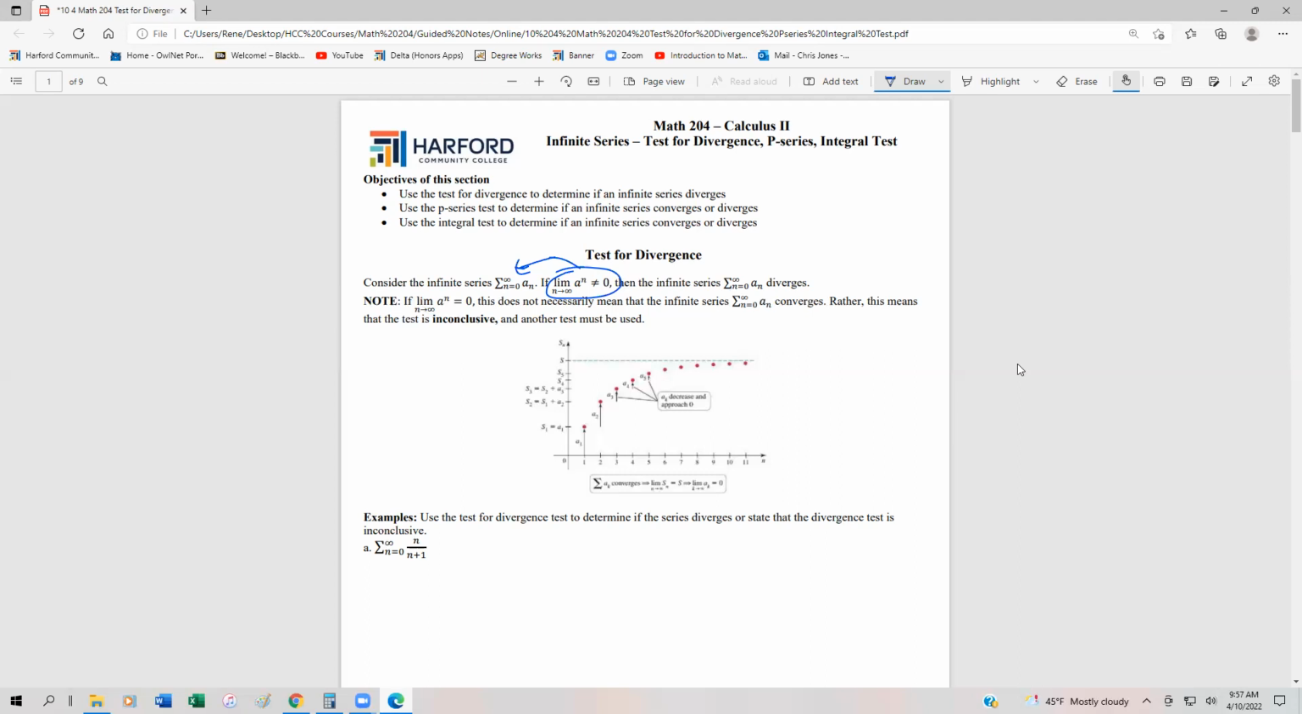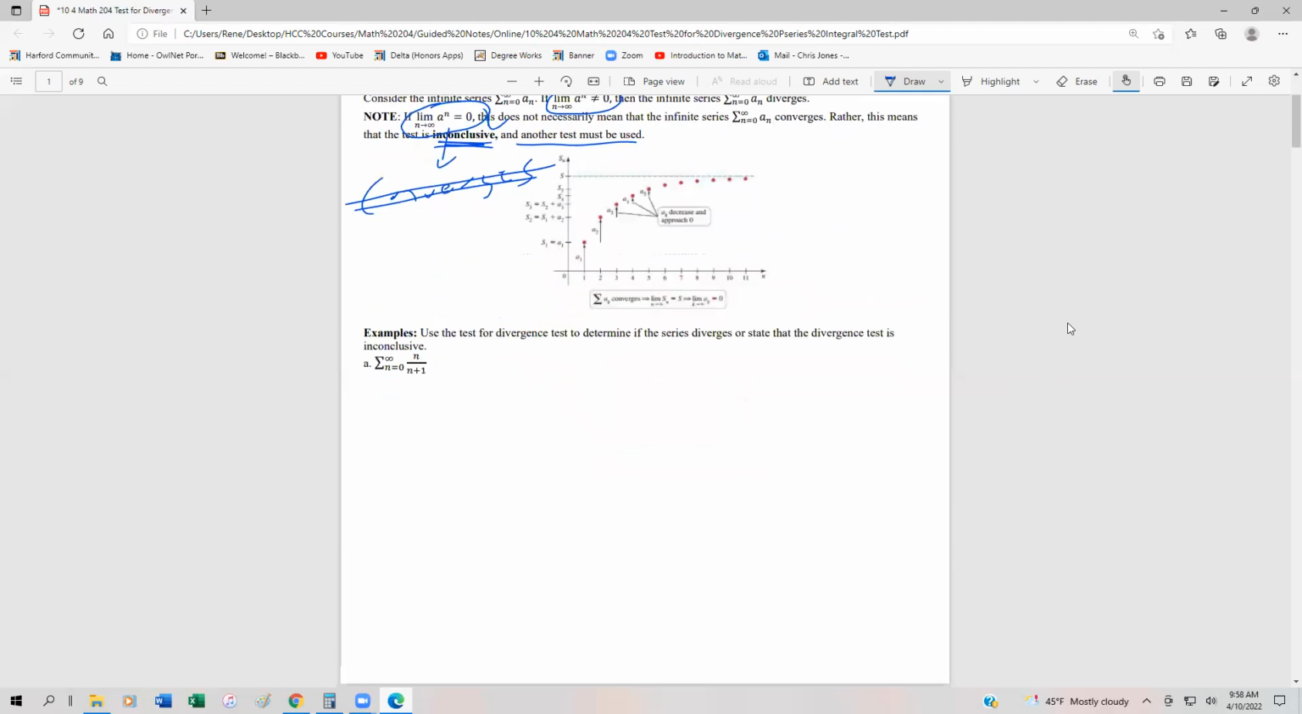Now note that if for some reason the limit of the sequence does equal 0, that does not mean necessarily that we can say immediately that the series converges. The only thing the test for divergence says is whether or not the series diverges. If for some reason the limit of the sequence is equal to 0 as n goes towards infinity, then we just have to use another test. So let's take a look at a few examples of the test for divergence.